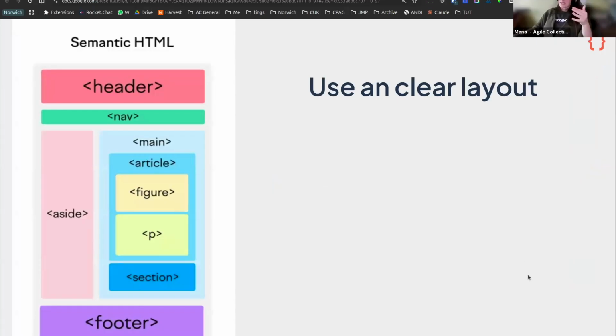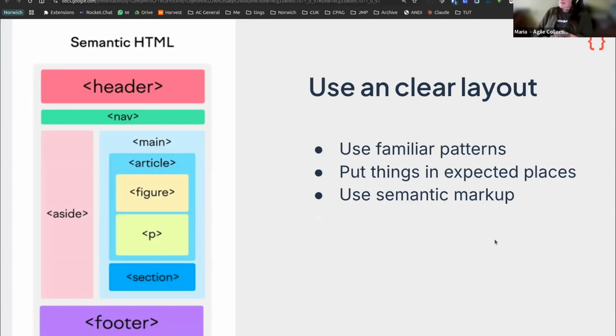So yeah, using clear layout. Let's put things where they're meant to be. Let's make it clear where the header is, where the main content starts, what is main content and what's supporting content. And let's use semantic markup, because this is important for people who aren't visual as well, to be able to make sense of what's actually on the page. So use familiar patterns, put things in expected places, use semantic markup.